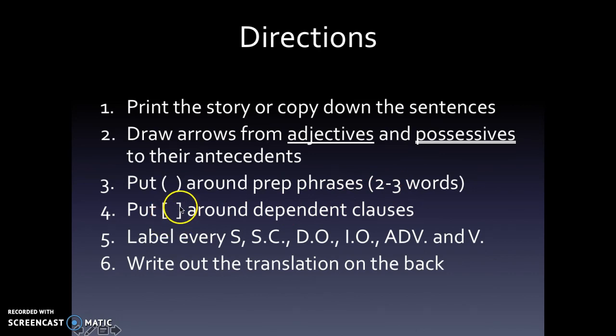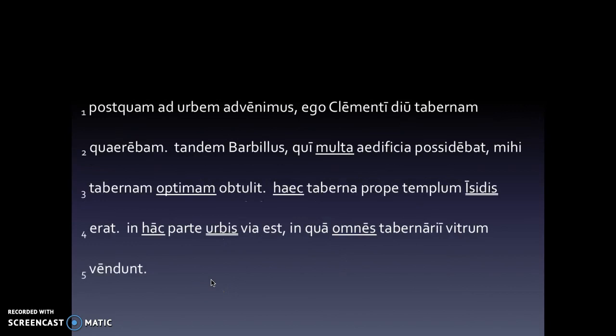Put brackets around your dependent clauses and try to make them distinctly clear from your prep phrases. They give you a nice separating visual. And then label everything else left over. Label all of your subjects, subject complements, direct objects, indirect objects, adverbs, and verbs. If you want to write out your translation, it's best to do it on the back of the sheet. That way you can practice translating by just using your markings instead of reading your written out English translation.